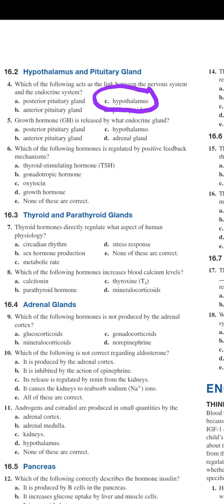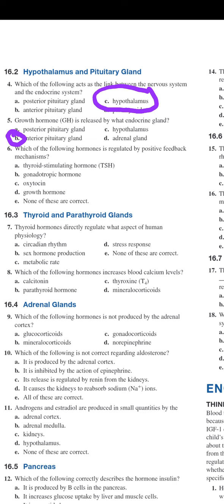Growth hormone is released by what endocrine gland? Most of the hormones that we'll encounter are released by the anterior pituitary gland, which we call the master gland, except ADH, which is antidiuretic hormone, and oxytocin, they're released by the hypothalamus. But the growth hormone, prolactin, FSH and LH are all released by the anterior pituitary gland. The posterior one is for storage.